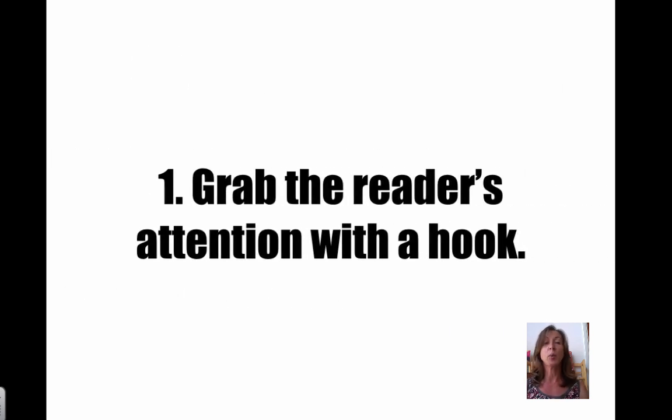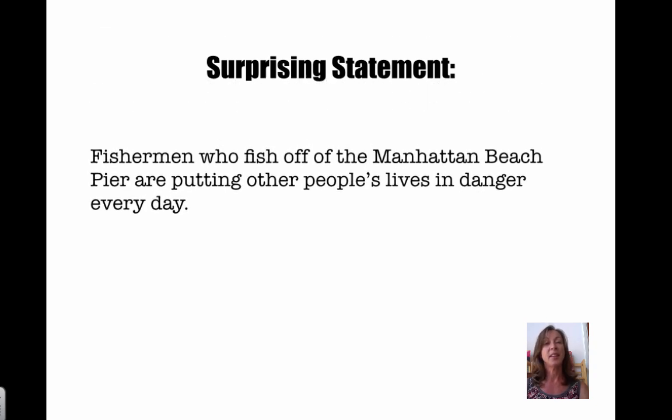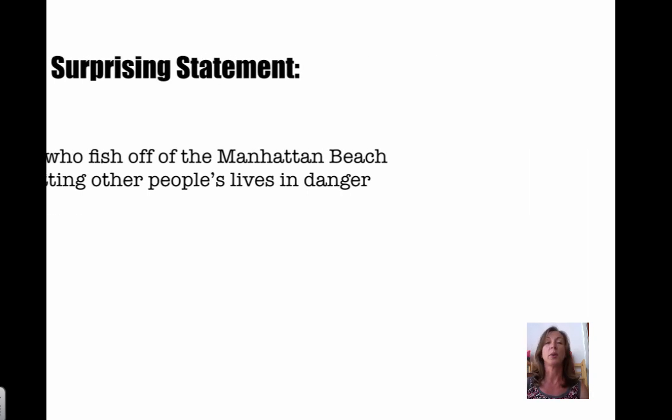So let's start with number 1, to grab the reader's attention with a hook. One technique is to write a surprising statement like this. Fishermen who fish off of the Manhattan Beach Pier are putting other people's lives in danger every day. Who could think fishermen could do such a thing? Okay, so that's one. Here's another one.